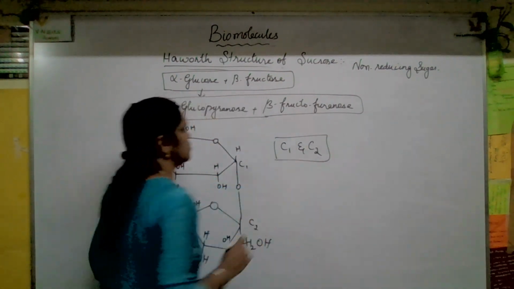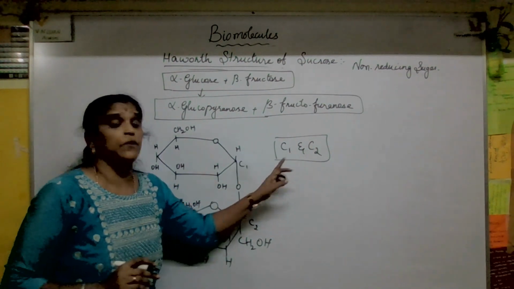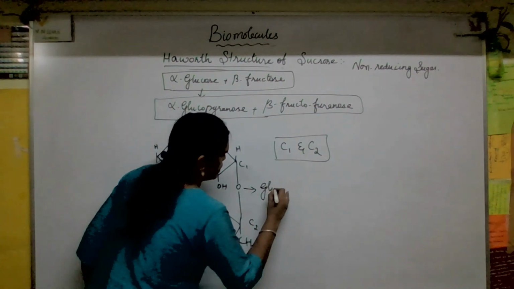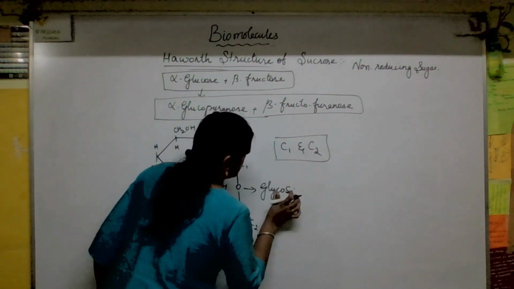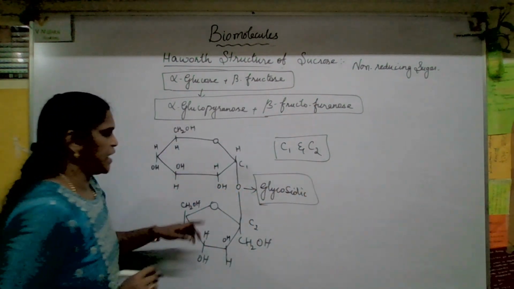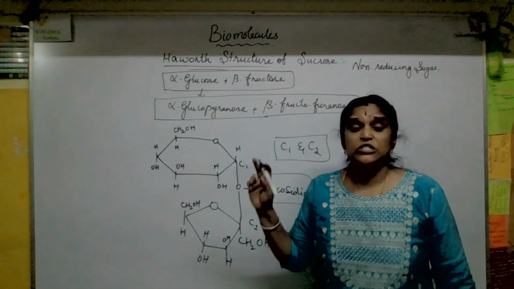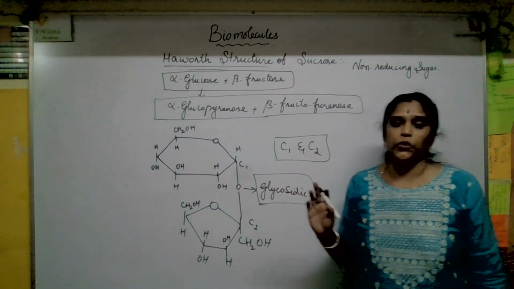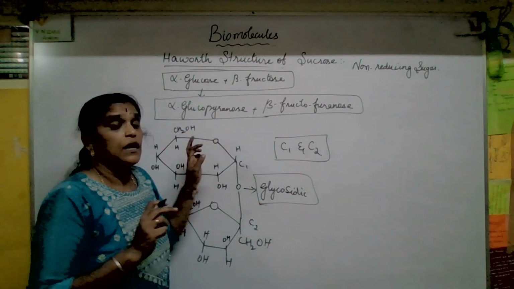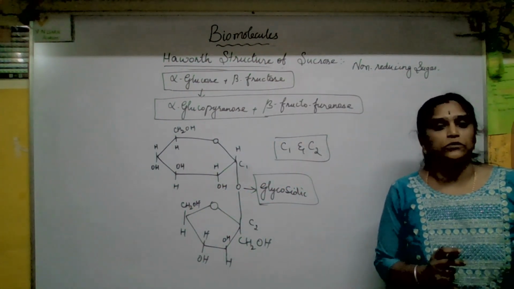So the linkage between glucose and fructose, what is that linkage position? C1 and C2. Here the linkage is the glycosidic linkage. I wanted to mention one more thing. Here there is no free aldehyde or keto group, whereas in maltose and lactose, we have seen that a free aldehyde group was there, so it is a reducing sugar.